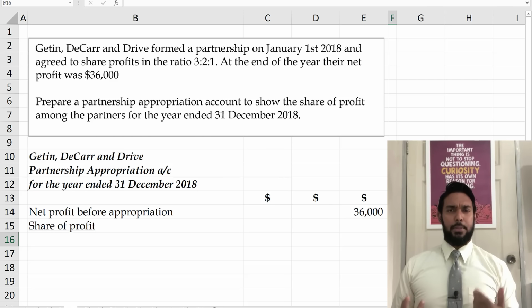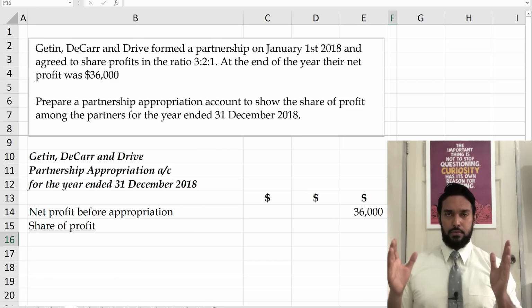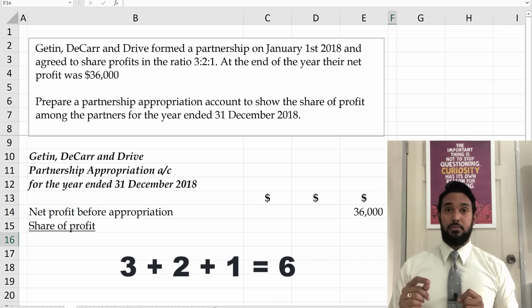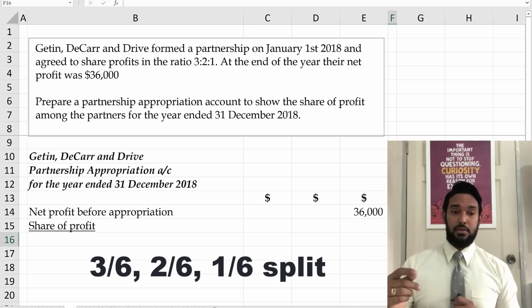So what did we do just now in the previous question? We added the individual numbers in the ratio, got a total, and put each number over that total. So 3 plus 2 plus 1 is 6. So it's going to be a 3/6 share to Get in, 2/6 to the car, and 1/6 to Drive.